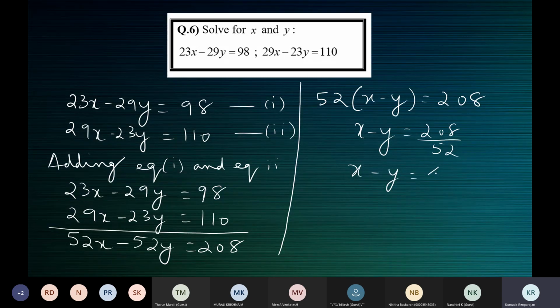So we'll call this equation 3. We have a new equation in x and y, but it looks simpler than equations 1 and 2. Simpler meaning the coefficients are very small: x minus y is equal to 4. But the given equations are like 23x minus 29y is equal to 98. The numbers are large. So by adding the two equations, we get a new equation 3, which looks simpler than the given equations 1 and 2. Understood so far?